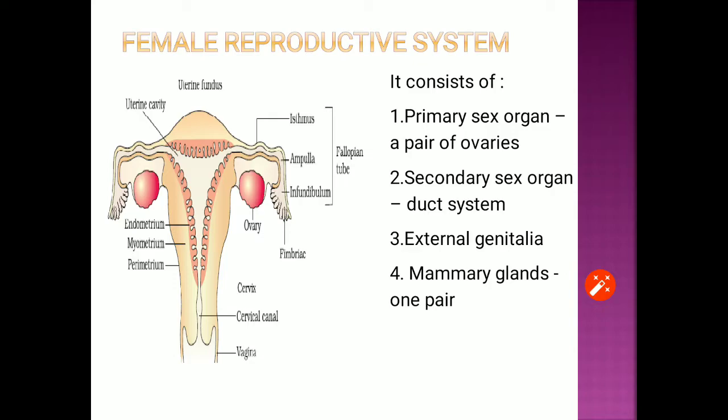In the picture, the primary sex organ, the ovaries, and the duct system is quite visible. We are able to see that the uterus is lined by the perimetrium, myometrium and endometrium enclosing the uterine cavity. This is the site of development of the fetus.